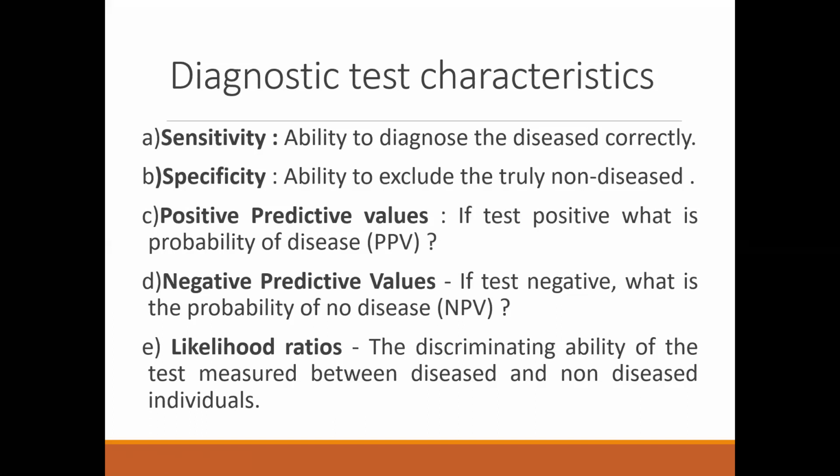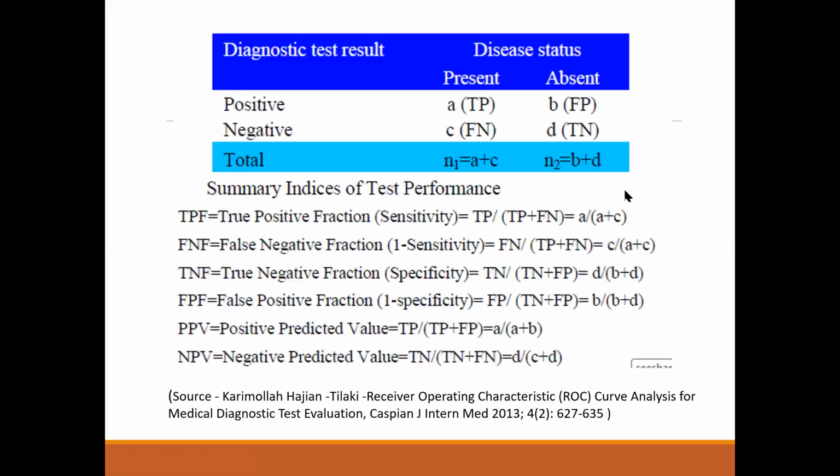And this is the method of how we calculate the sensitivity and specificity. There is a positive test result, negative test result, and disease present and absent. For calculating the sensitivity, it's true positives divided by true positives plus false negatives. And the false negative fraction is 1 minus sensitivity. That is, false negative is equal to false negatives divided by true positives plus false negatives.